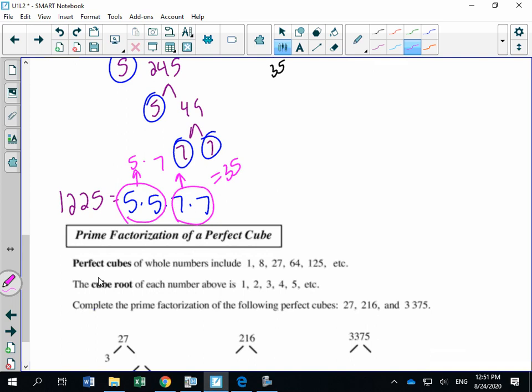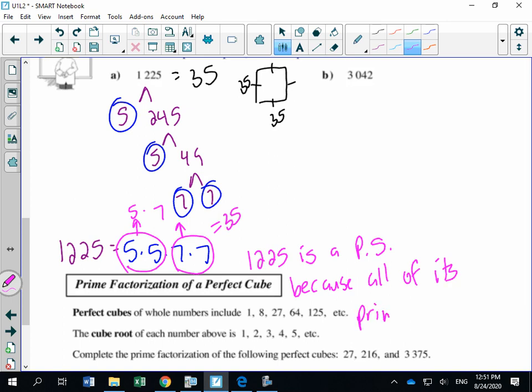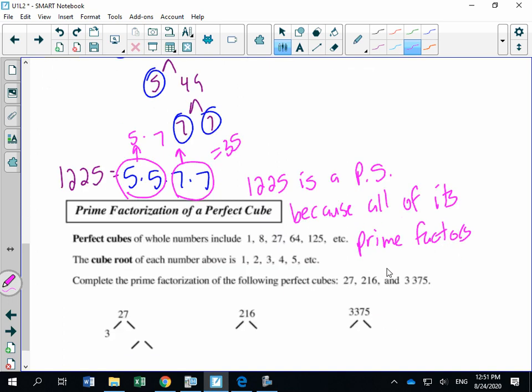So your sentence, you would say this on your test. 1225 is a perfect square. You're not going to write PS. You're going to write perfect square because all of its prime factors occur in what? And the answer is pairs. All of its prime factors occur in pairs.